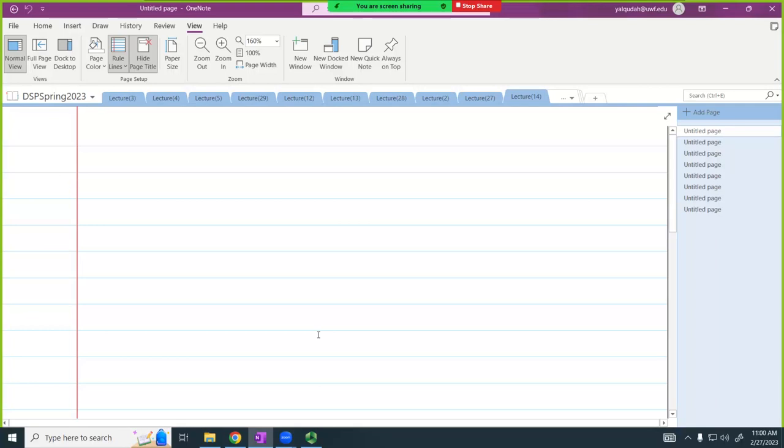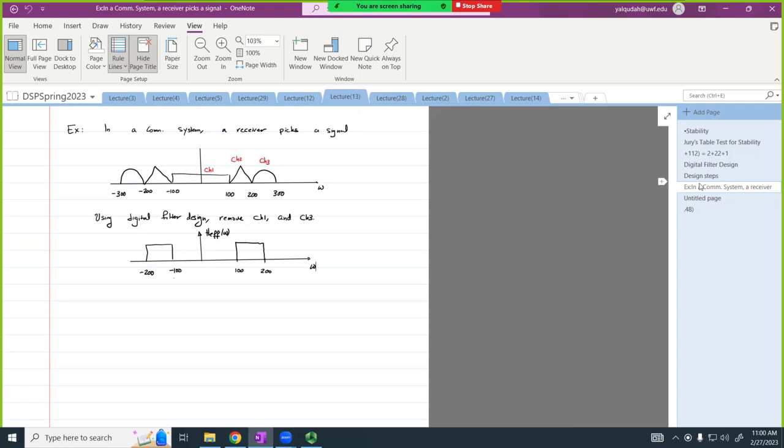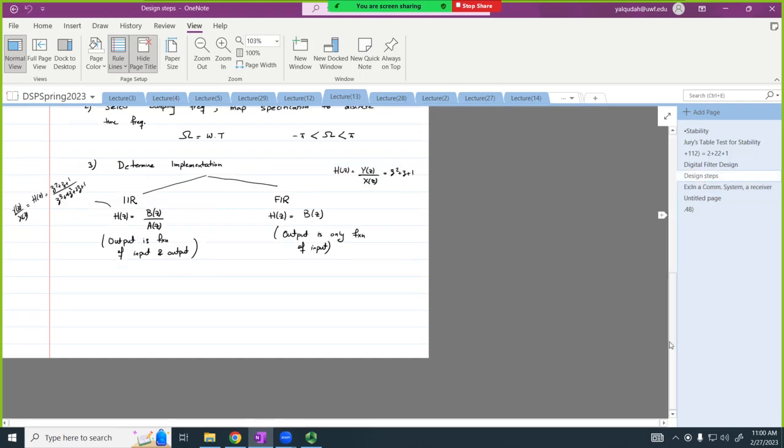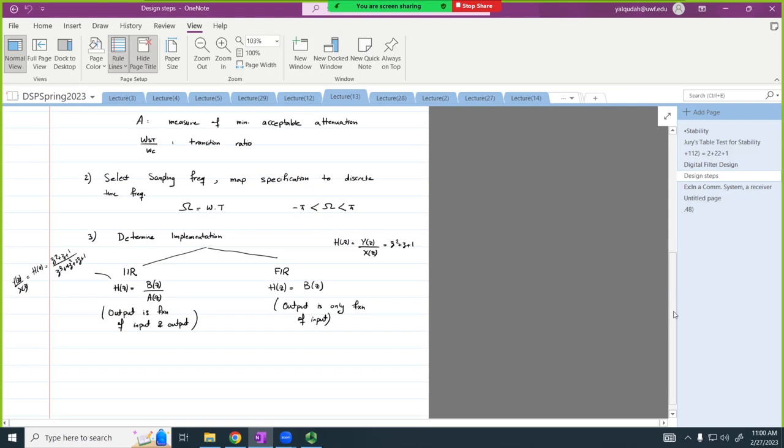So in the previous class, we looked at the stability, and then we started the discussion of the design of the filter. And we're going to be spending the second part of this course on the filter design. And in the previous class, we said we're going to be designing two types of filters. So hopefully it's clear to everybody what we're going to be doing. We're going to be looking at the recursive IIR filters, and we're going to be looking at the FIR filters, and we're going to be looking at different techniques of designing the filters.